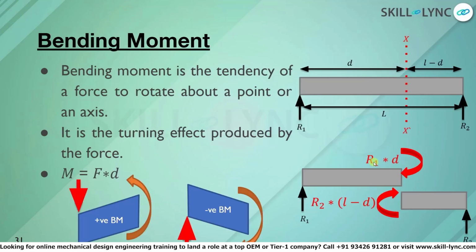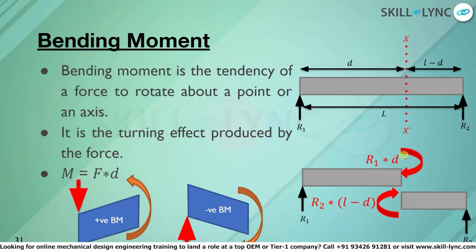Next, we look at bending moment. Bending moment is the tendency of a force to rotate about a point, or it is the turning effect that is produced by the force. Bending moment is thus calculated to be force into the distance from the location of the moment. Let us assume that we have a beam that is supported on two sides by the reactions R1 and R2. Thus, reaction forces R1 and R2 act upwards. We also have a downward gravity load W. This gravity load W is acting on the span of the beam. Now, the span of the beam is L.